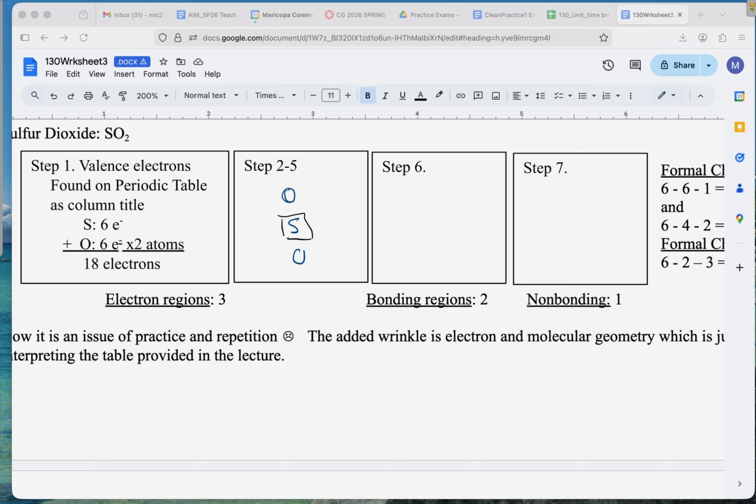So the location ultimately doesn't matter right now. I want the sulfur in the middle because it's the least electronegative. Our oxygen is more electronegative than the sulfur. So now we'd move on to placing our electrons. Where do we start placing our electrons? I want to place them on the oxygens. Why on the oxygens? Those are more electronegative.